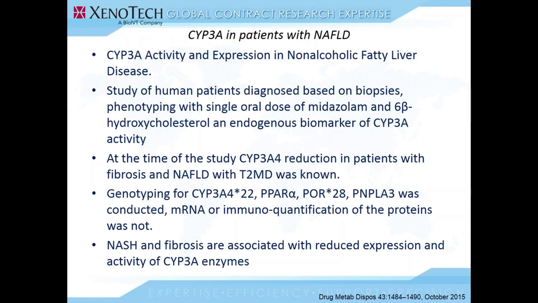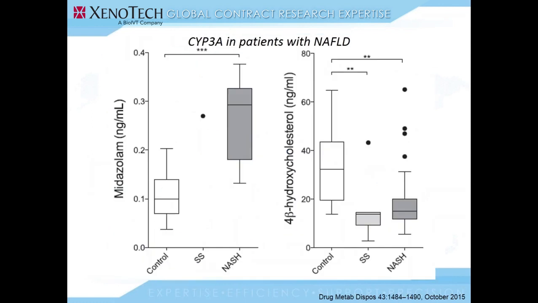The general conclusion of this study is that NASH and fibrosis are associated with reduced expression and activity of CYP3A enzymes. The results of the study are summarized in the following graphs. On the left-hand side, we see plasma concentration of midazolam and how it relates to disease state, either simple steatosis, SS, or NASH. We see a statistically higher concentration of midazolam in NASH patients, who are unable to clear it due to the reduced activity of CYP3A.